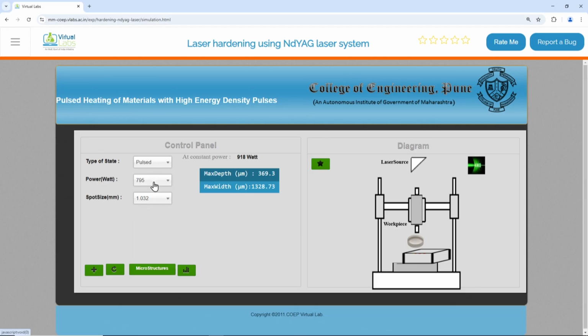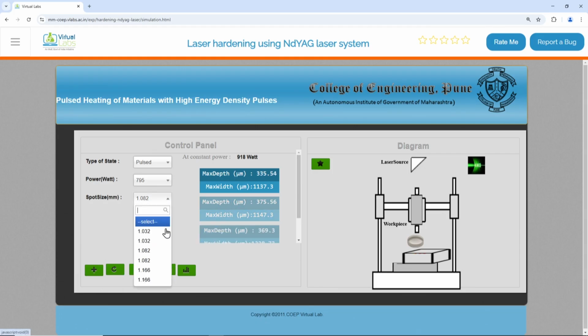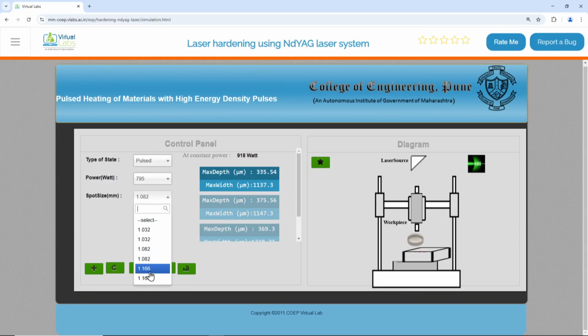Now in the pulsed mode itself, let me try to change the parameters. I will keep the wattage the same and keep changing the spot size. In the next spot size level, then I will pick another spot size, then another spot size of 1.66. Let me add. Let me now change the power and add an experiment.